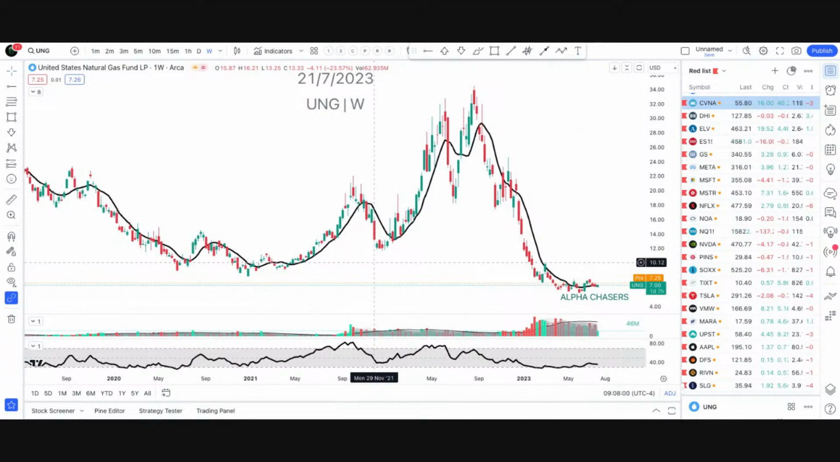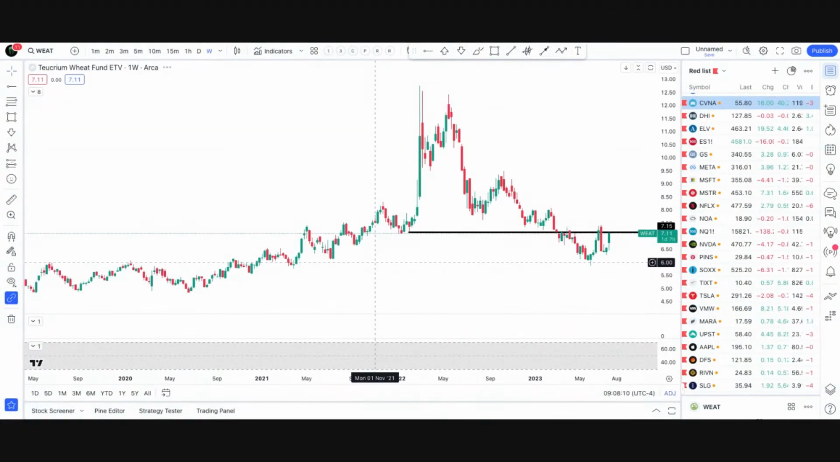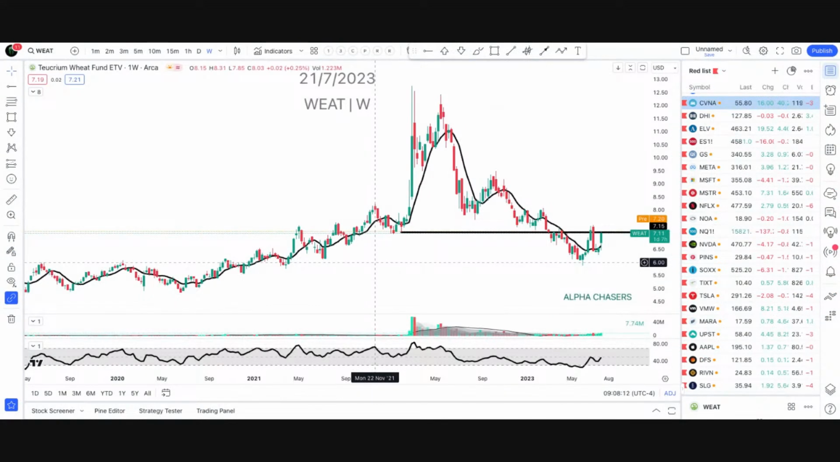I would think gas would go higher with what's going on in Russia, Ukraine. I would think going into the winter, gas would go higher. There I go thinking again, right? So I'd look at wheat, by the way.